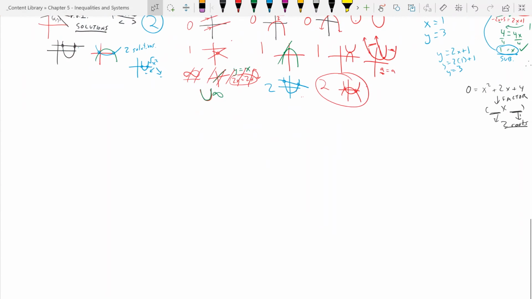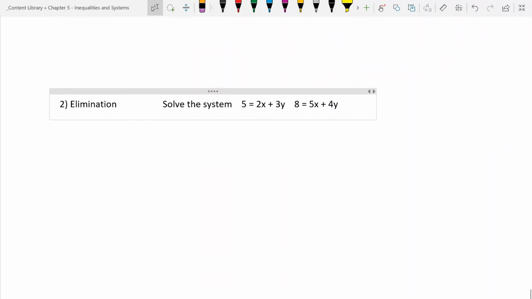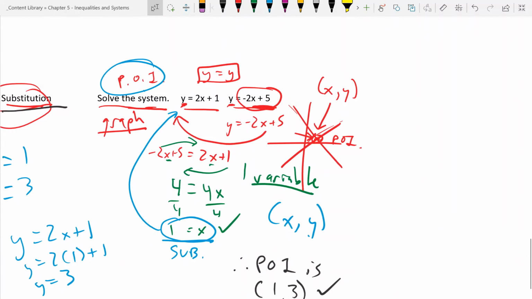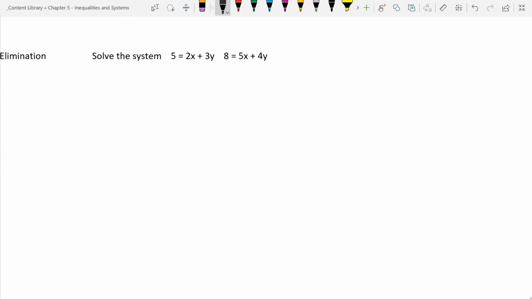The last one we have to cover is elimination. This works a lot the same way as substitution, and really in most questions you can do elimination if you want. Substitution works great when they're both y equals. Sometimes you'll get that form set up for quadratics or for linear, but a lot of times you won't.